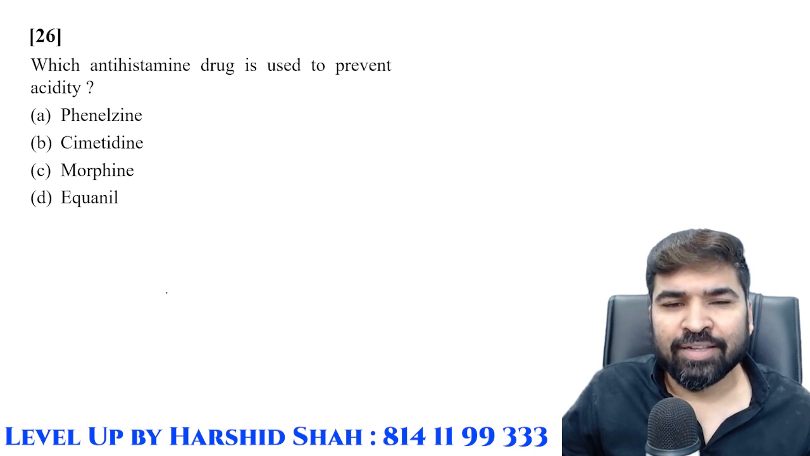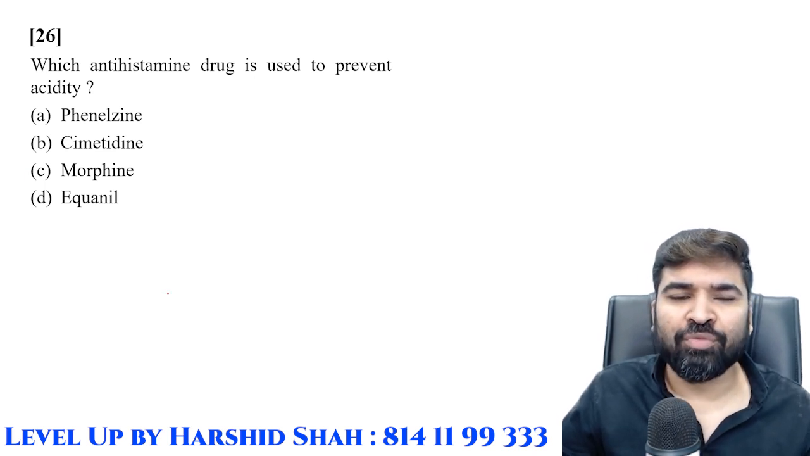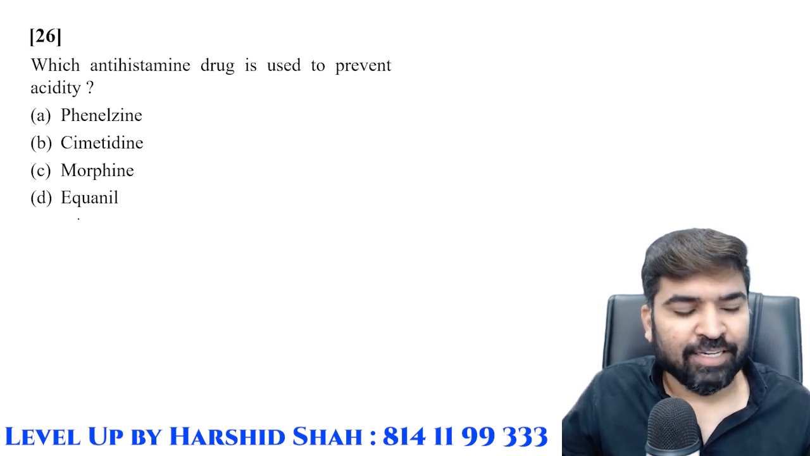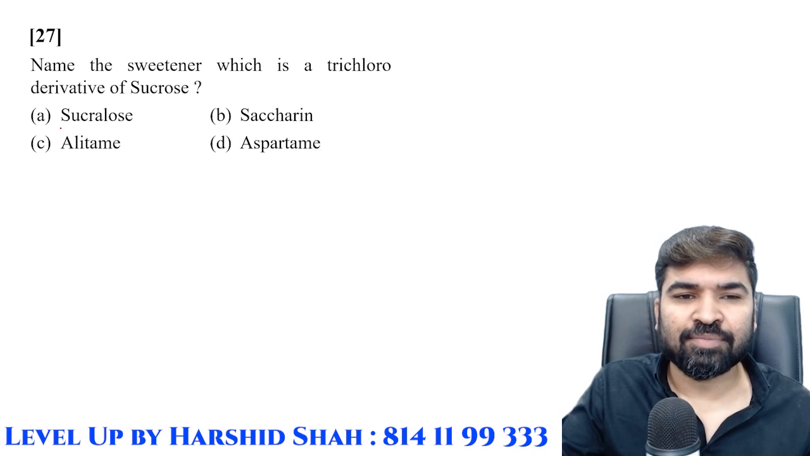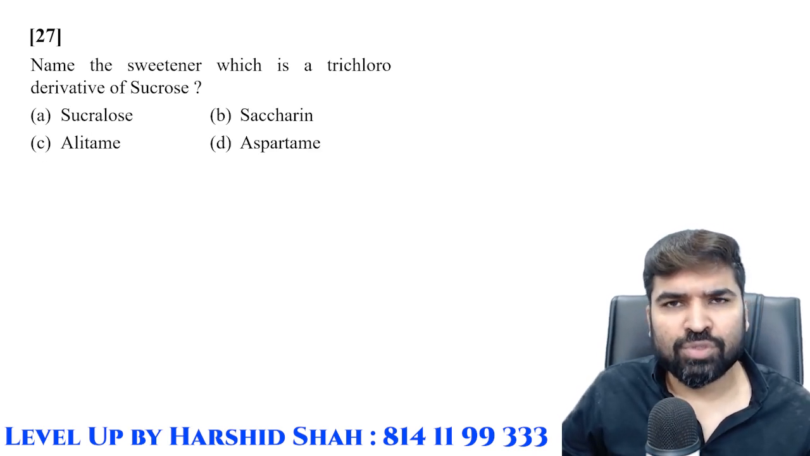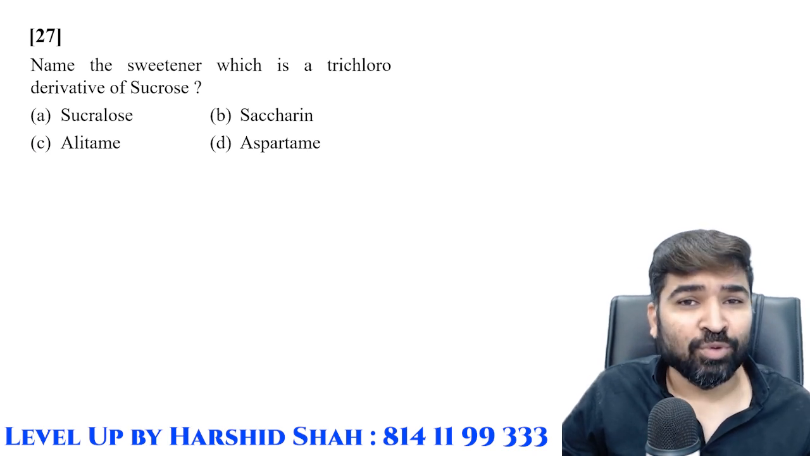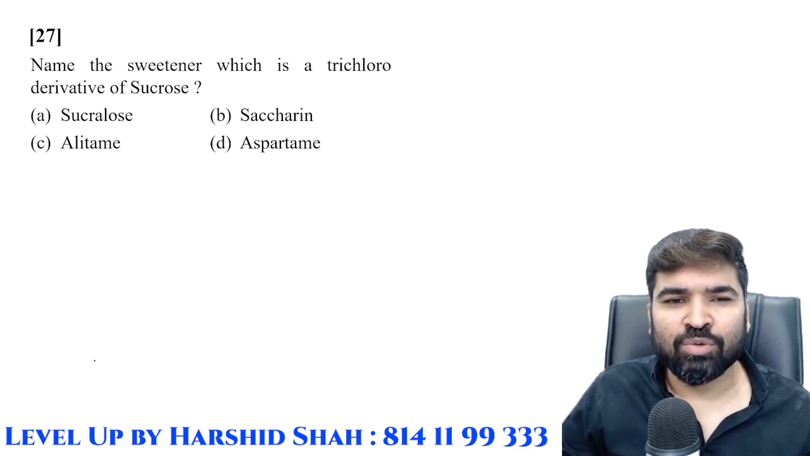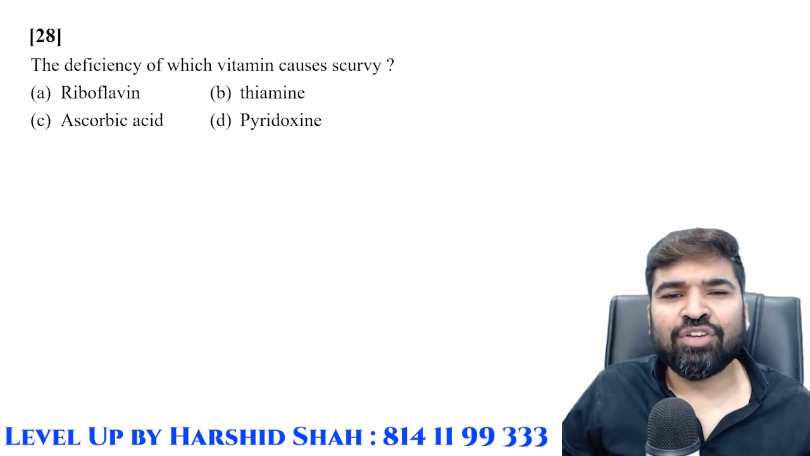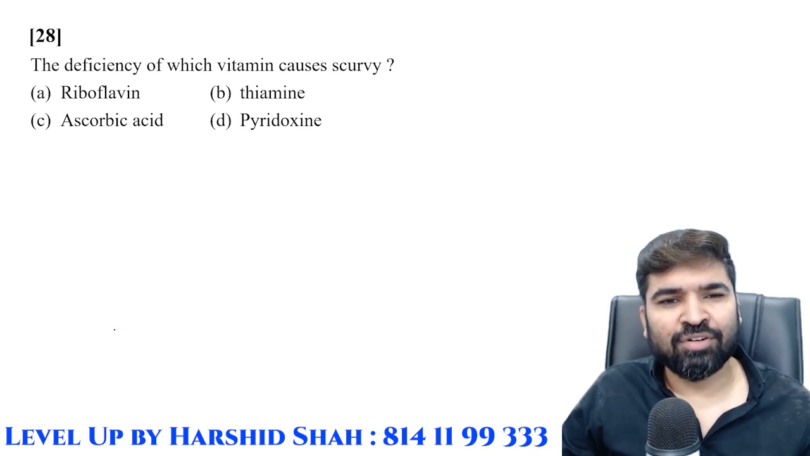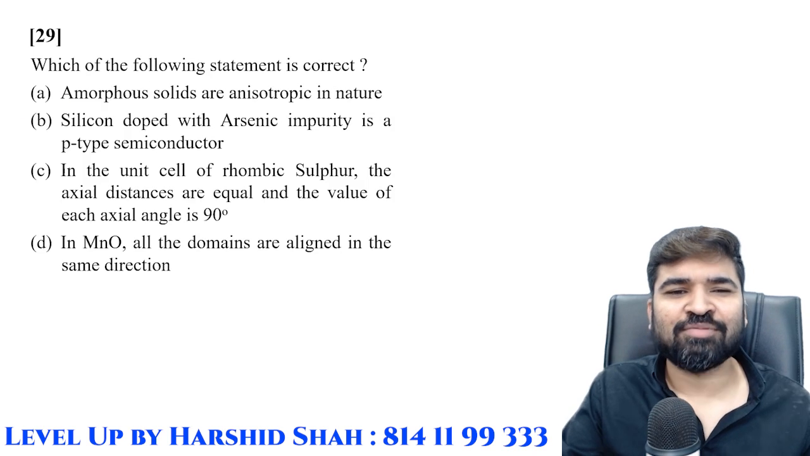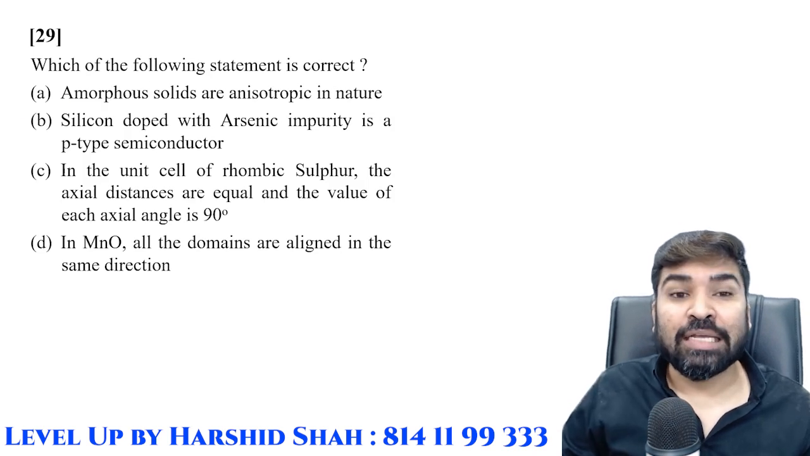Which antihistamine drug is used to prevent acidity? It's cimetidine, ranitidine, right? Name the sweetener which is a trichloro derivative of sucrose. The name itself has sucrose, sucralose. The deficiency of vitamin C is scurvy. Vitamin C is ascorbic acid. Easy.